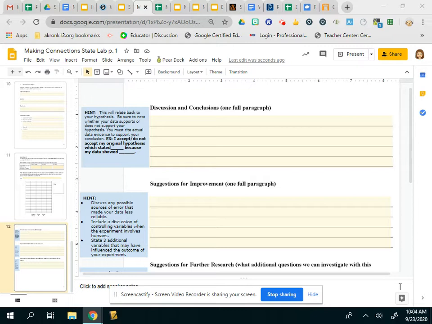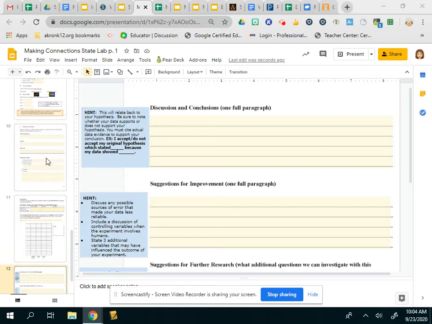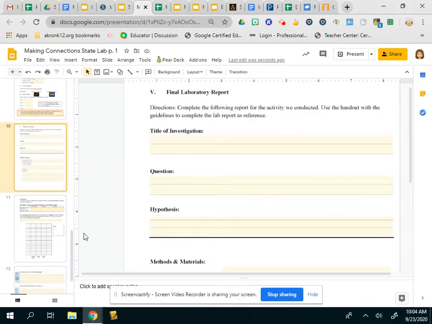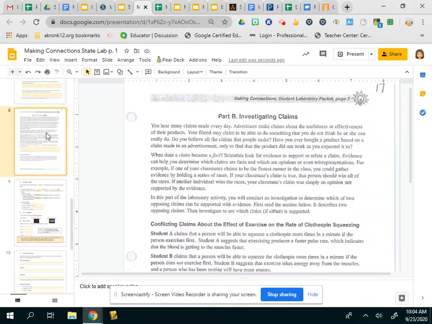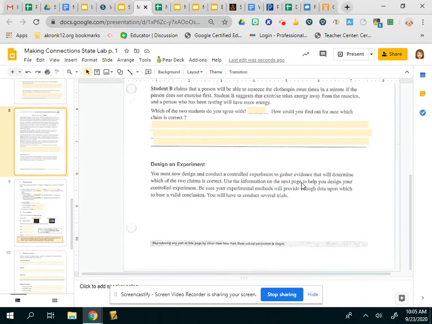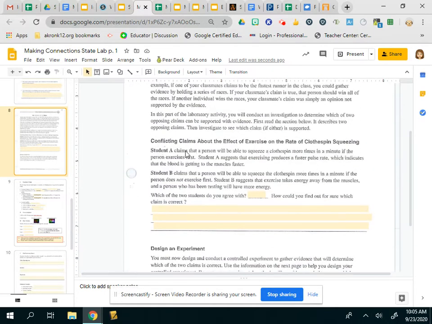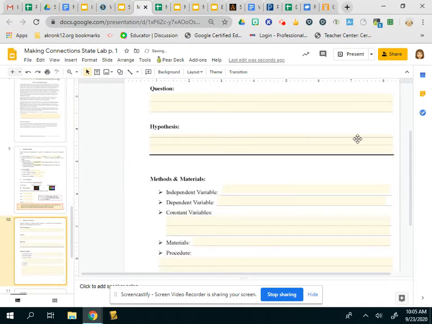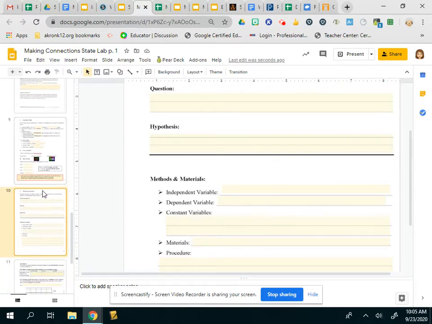So this one will relate back to your hypothesis. Your hypothesis goes way back. You should have written it here, but originally it kind of stems back to this part. You picked student A or student B. So remember which one you picked. That's what you should have had in your hypothesis. If a student exercises first, then they'll be able to squeeze a clothespin better. Or if a student rests first, then they should be able to squeeze a clothespin faster.